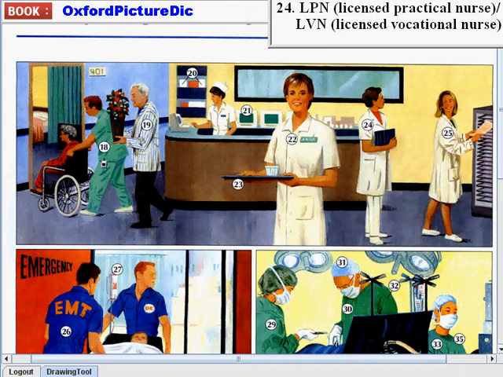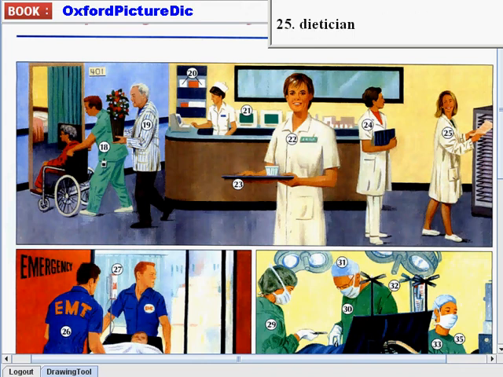And then we have the dietitian. Dietitian is a person who is trained to plan healthful meals for both ill and healthy people.